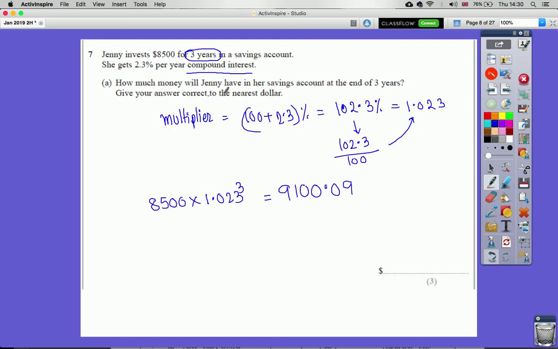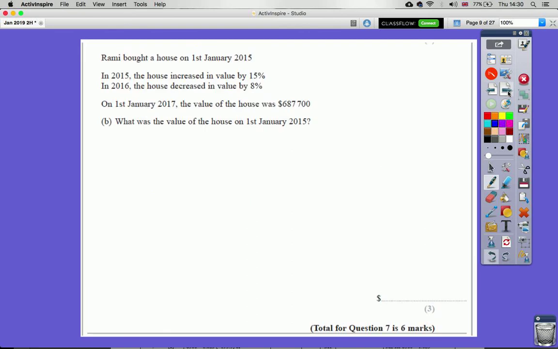Now it says give your answer correct to the nearest dollar, so it's going to be $9,100. This question has a second part which says Rami bought a house on 1st of January 2015. In 2015, the house increased in value by 15%. In 2016, the house decreased in value by 8%.